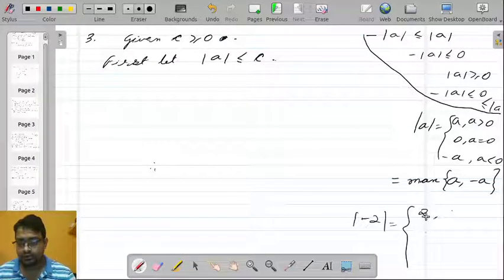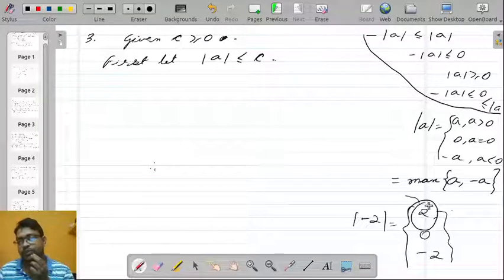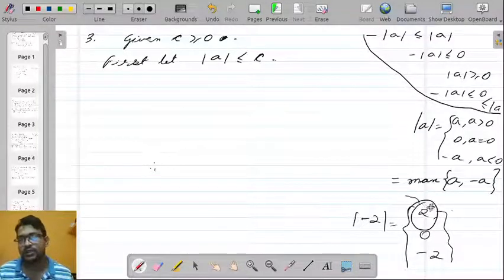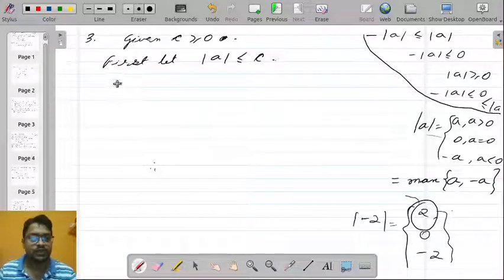So it's 2 actually. Okay, so out of all this 2, 0 and minus 2, which one is the mod? The mod is actually 2. So it is the largest out of all this 2. That's obvious because we are taking only the positive one, right? So mod A is actually the maximum of A comma minus A, right? So that is another equivalent definition of modulus of A. Okay, so we can use it here.